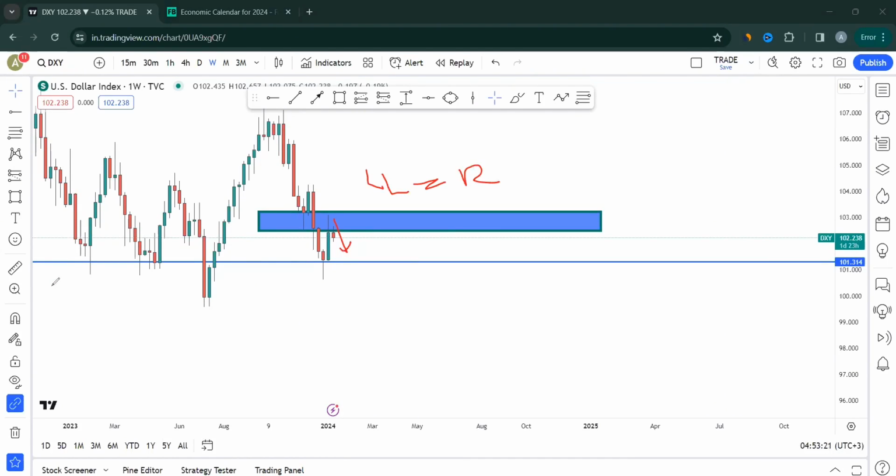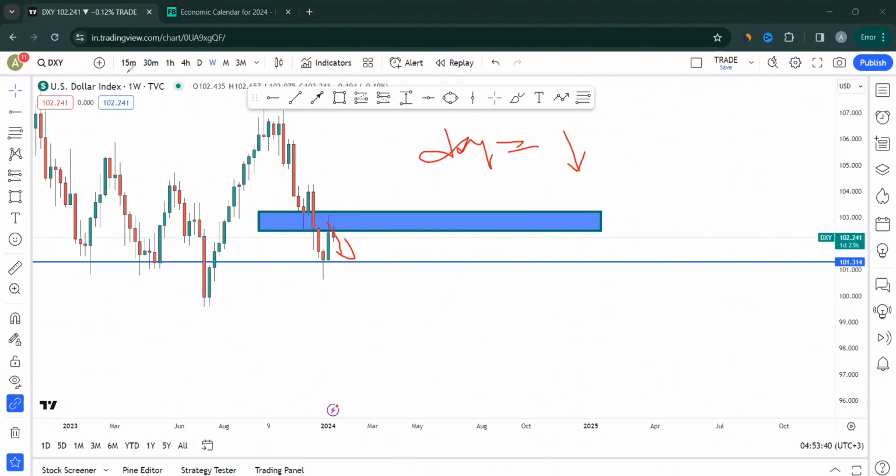Now, remember what did we say about the DXY? We said the DXY measures directly the strength of the dollar. So if the DXY is at resistance, what does it mean? It means that the dollar is going to first weaken a bit. Any reaction here for it to sell, also the dollar will react by being a bit bearish.